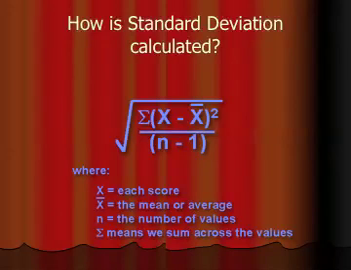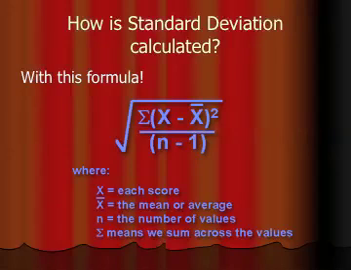So, how is standard deviation calculated? With this formula. You have the square root of sigma. Sigma means the sum. X is every value. X with the bar on the top is the mean or the average of all the values. So you subtract each score minus the mean, and then you square it, and then you divide by n minus 1. N is the number of values. That means if you measure 30 times, it will be 30 minus 1. You do this with a calculator for each of the 30 values, and then you take the square root of that, and that's the number that you obtained for standard deviation.